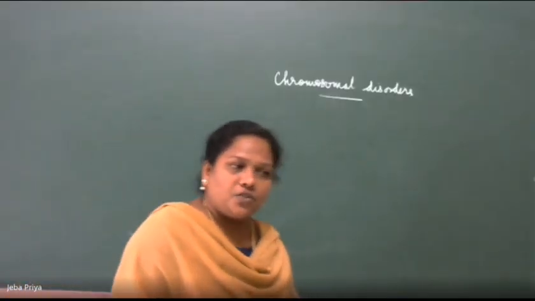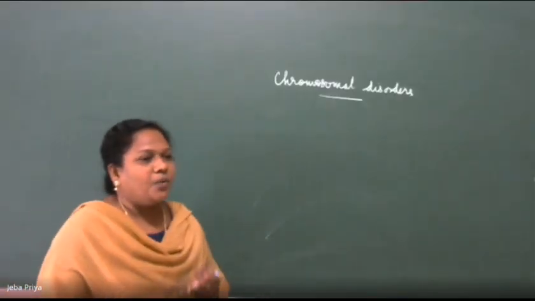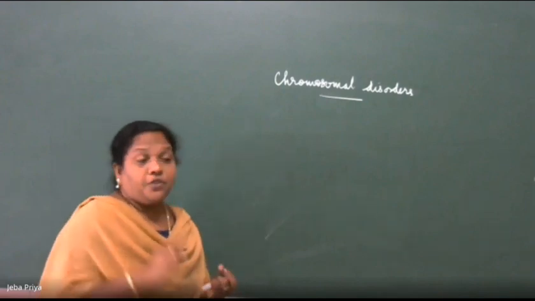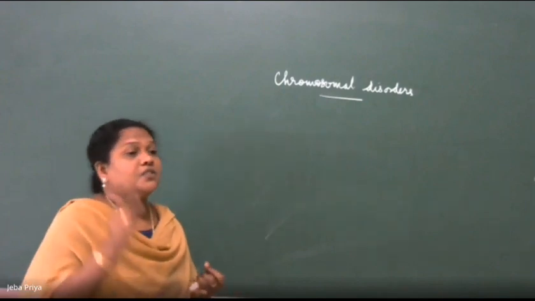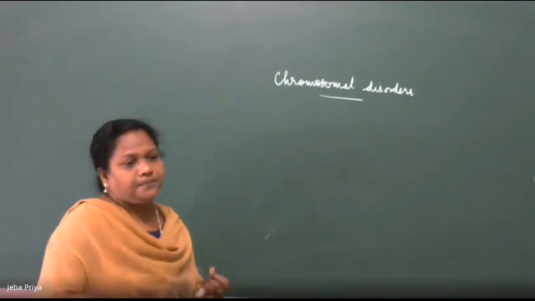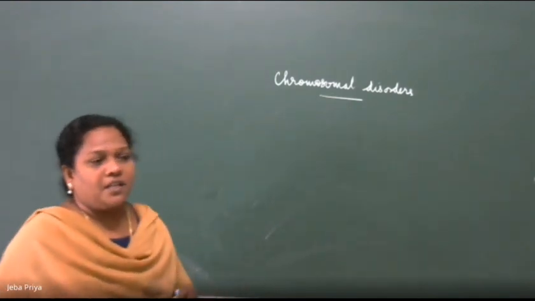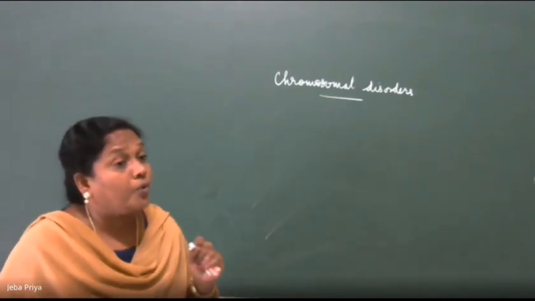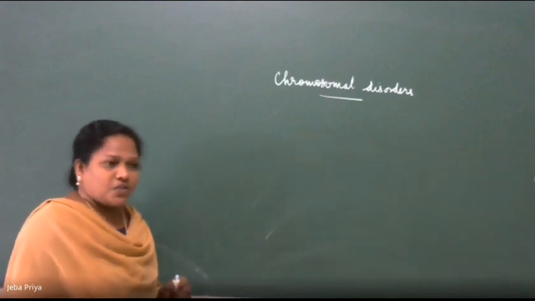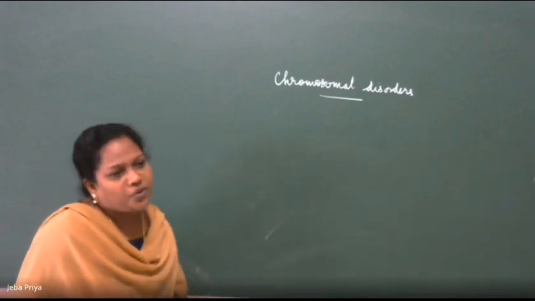Disorders are divided into two: one is Mendelian disorder, the other is chromosomal disorder. I told you, Mendelian disorder is when there is any change within a particular gene. Chromosomal disorder is when there is any change within the chromosomal number. Understood? Then we call that a chromosomal disorder.